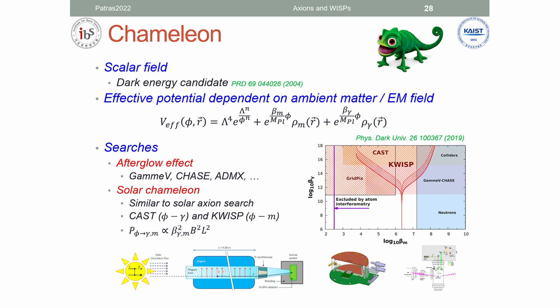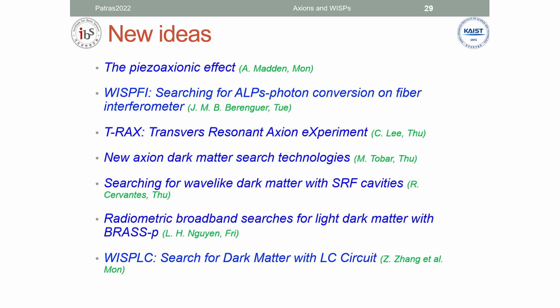And then the solar chameleon search has pretty much adapted a similar concept from the solar axion searches. Depending on the detector you put on the other side of the system, you can be sensitive to the photon interaction or the matter interaction and so on. And this is the latest version of this search. Okay, so new ideas: there are very nice ideas at the conference, and I'm sorry I couldn't cover them, but please look at those talks too.